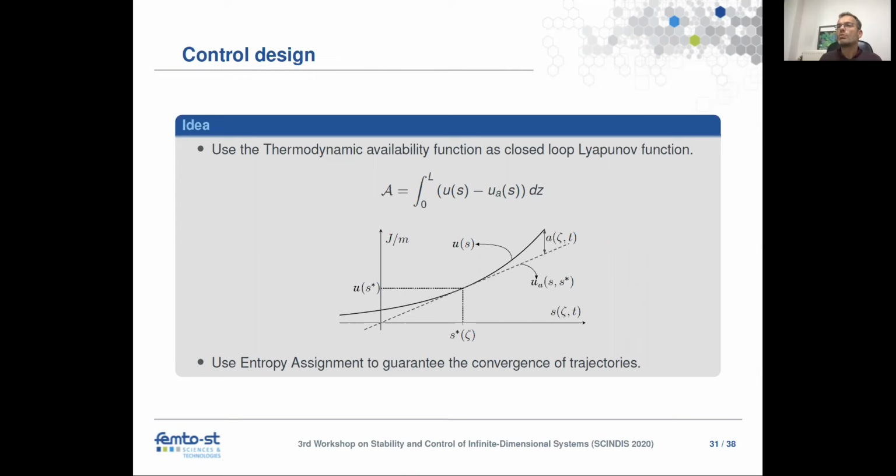And the idea is to build a control law such that this potential function will decrease till this equilibrium position. So this function is built from physical considerations.